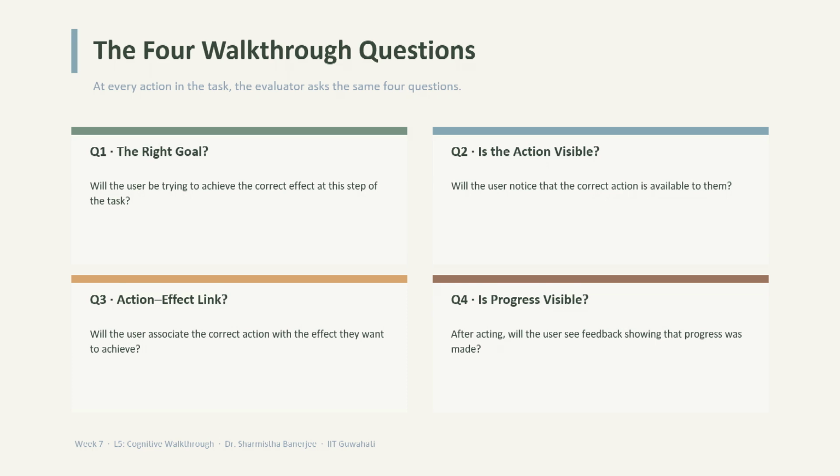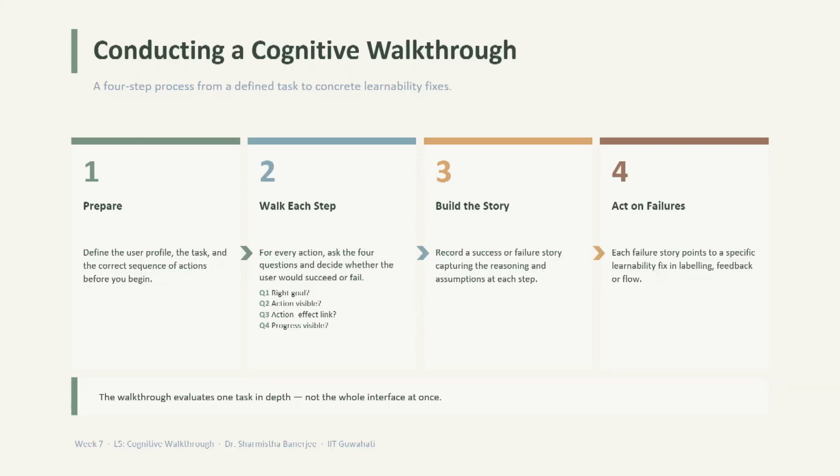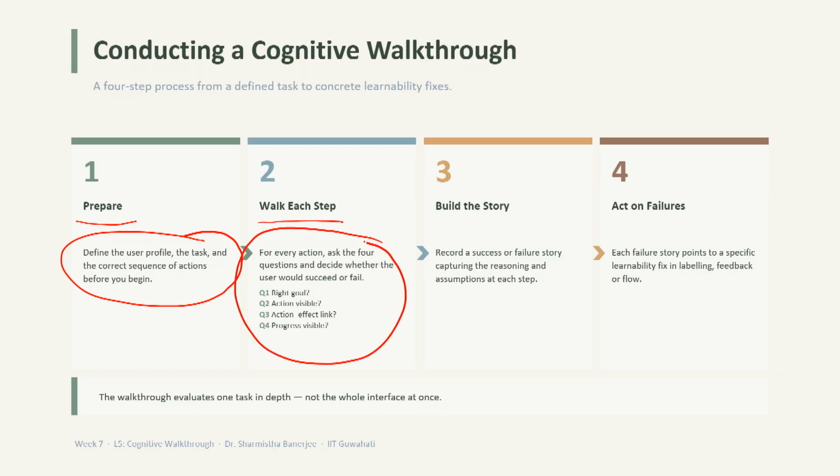So for each and every task, for each and every step, the expert will try to answer these 4 questions for the given typology of users that you have selected. So to conduct this cognitive walkthrough, we will have 4 steps. In the first step, I will be doing the preparation. So define the user profile, the task and the correct sequence of actions before you begin. Walk each step. For every action, ask the 4 questions and decide whether the user would succeed or fail. And the 4 questions are: right goal, actions visible, action effect link and progress visible.